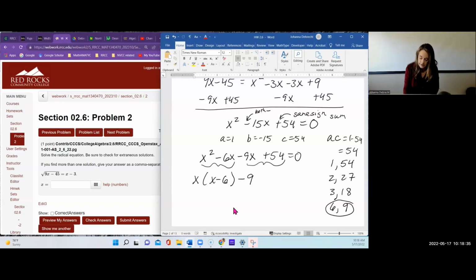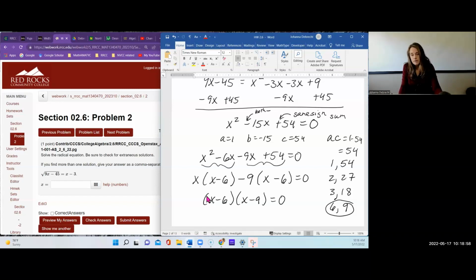When I take out a -9, it's like dividing out a -9. And 54 divided by -9 is a -6. Notice that the two binomials are now identical, signs included, so I know the method worked. Then I factor out the binomial common factor x minus 6, and what's left behind is x minus 9.